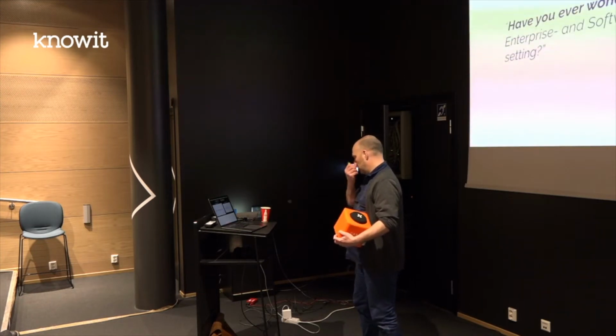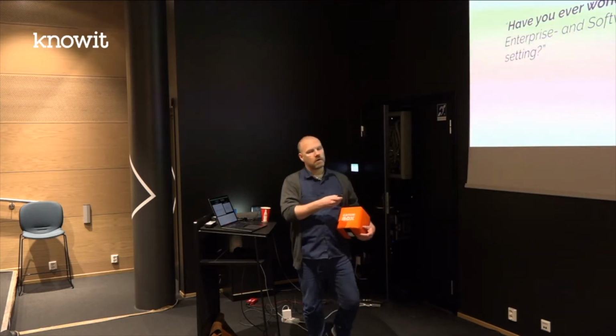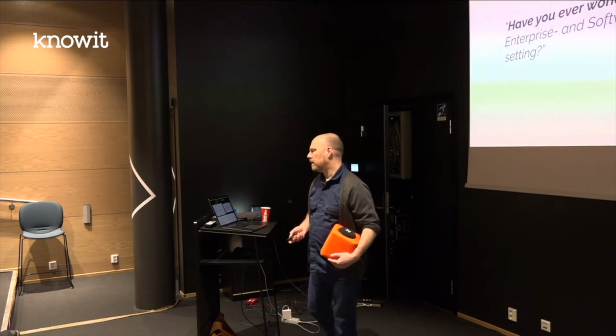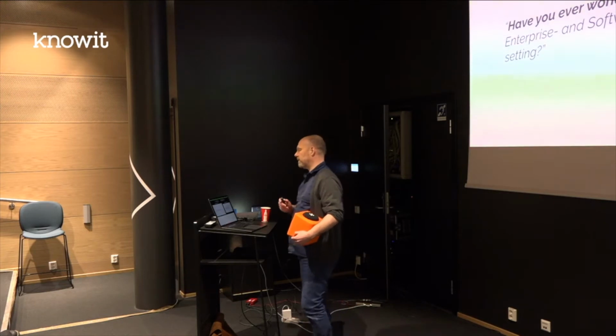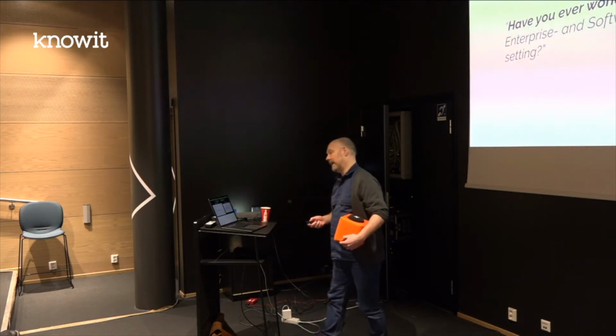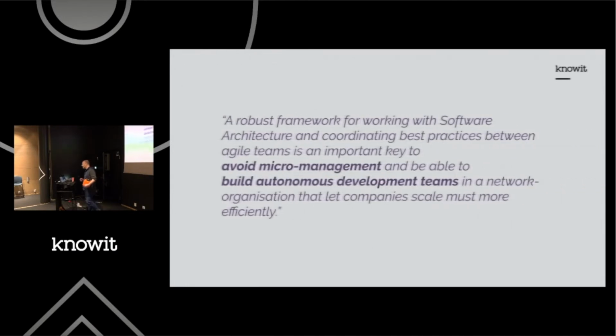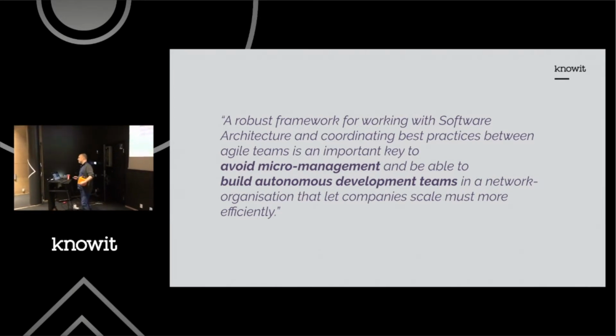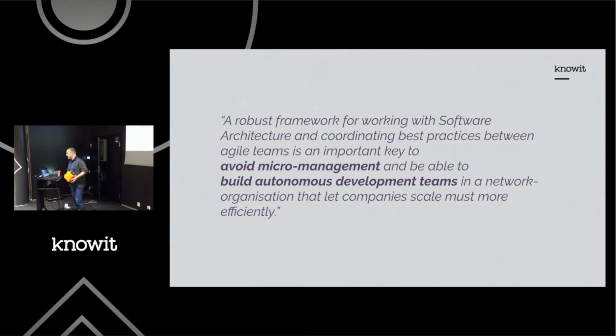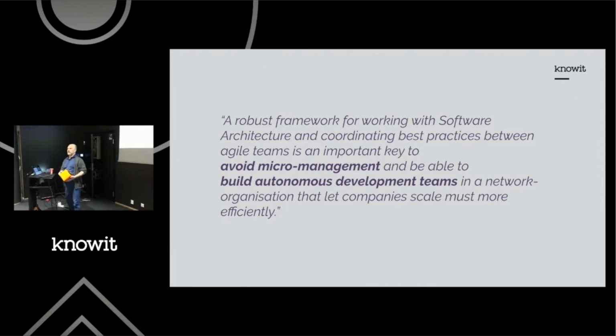Let's see. Okay, so the introduction to this meetup was: have you ever wondered how to work efficiently with enterprise and software architecture in an Agile setting? And a robust framework for working with software architecture and coordinating best practices between Agile teams is an important key to avoid micromanagement and be able to build autonomous development teams in a network organization that let companies scale much more efficiently.